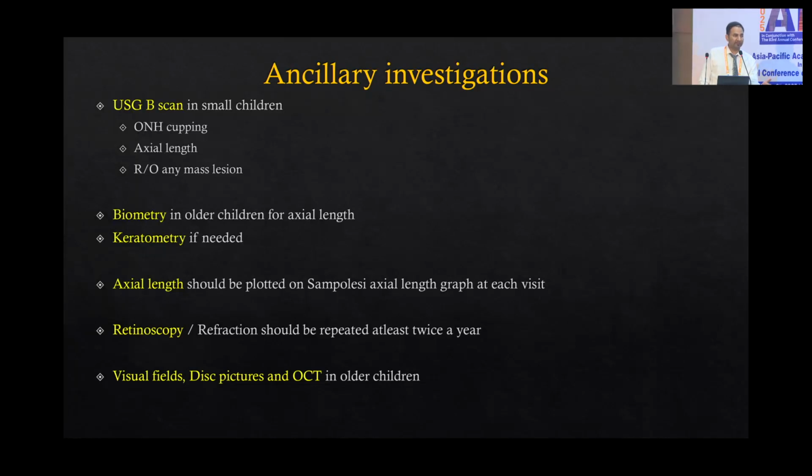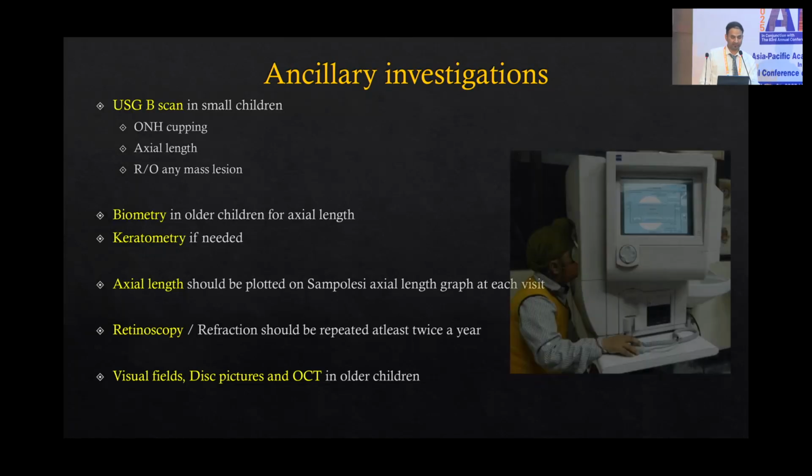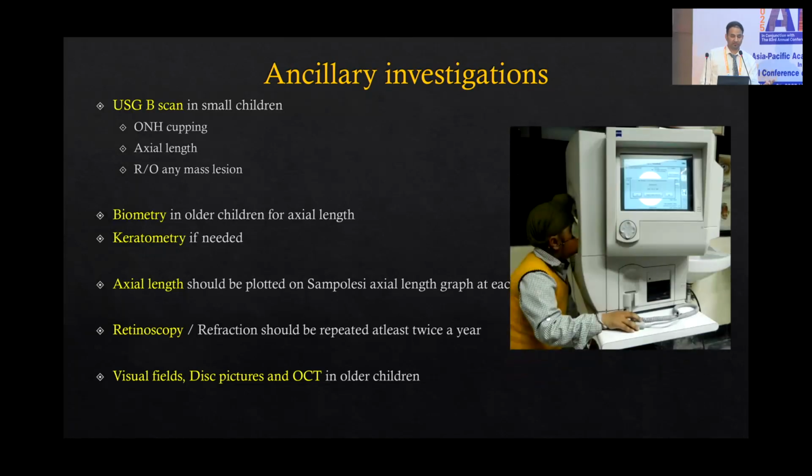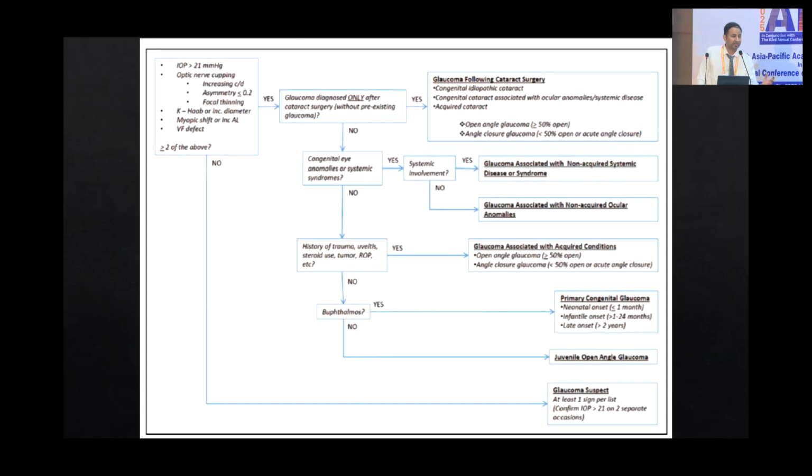If the child is older, we can do ancillary investigations like USG B-scan, biometry, keratometry, axial length, retinoscopy, and visual field. Many children can easily do perimetry. We think they are not able to, but they can. This is a very important flow chart for categorizing the children. If any of the 5 things are present and we are suspecting or diagnosing glaucoma, then ask if the child has undergone any cataract surgery.